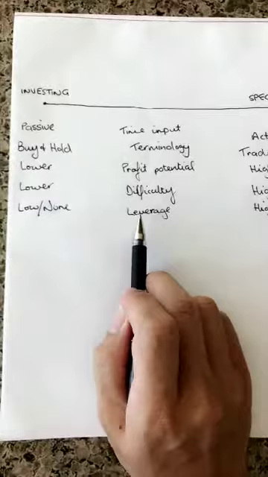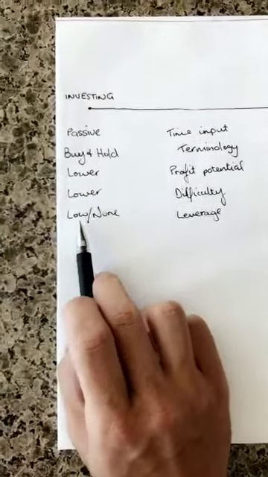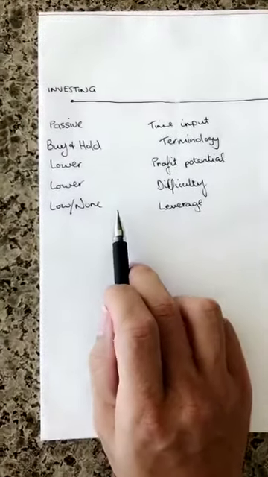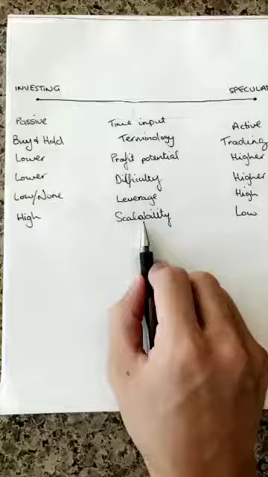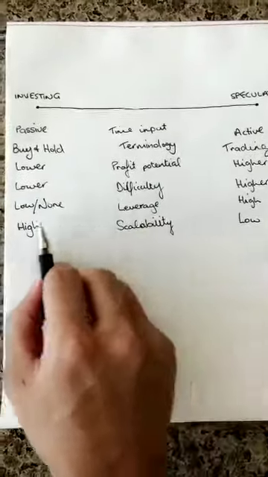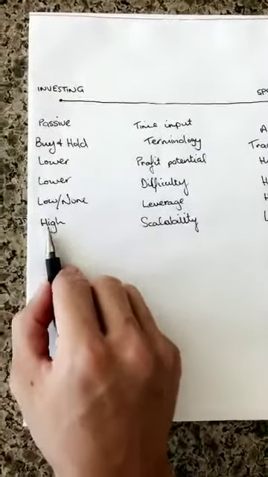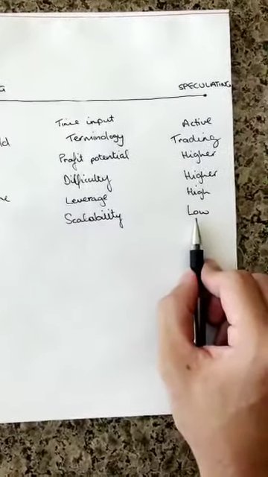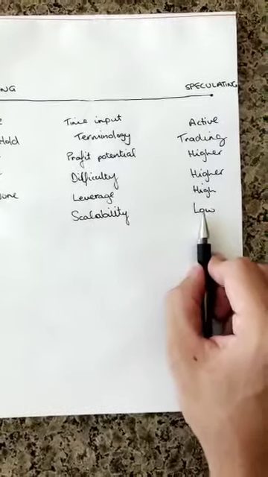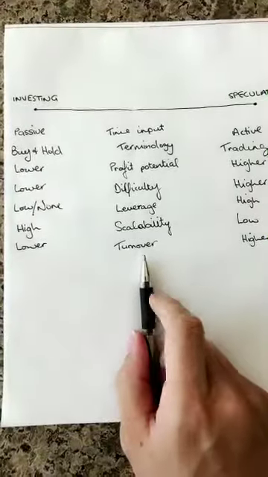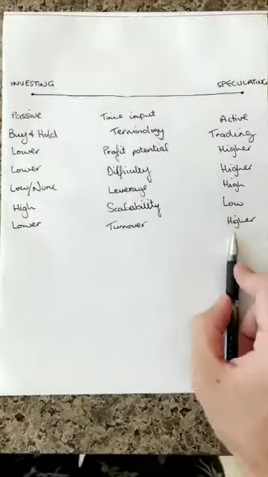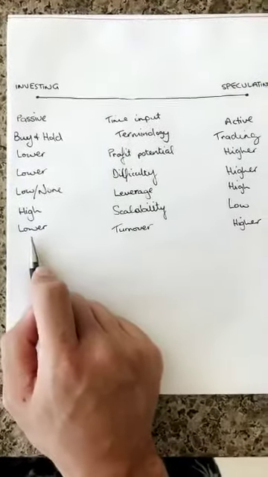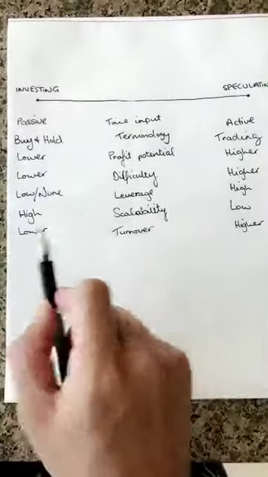In terms of leverage, down this end, we have low to no leverage at all. Then we move into CFDs, derivatives, options, and then we end up in Forex, so we have high degrees of leverage. In terms of scalability, passive investing actually has a much higher degree of scalability than active speculation like Forex trading. You don't hear of multi-billion dollar Forex funds. In terms of turnover, lower, higher. There's a lot more turnover when you're an active speculator than if you're a passive buy and hold investor. I hope this is making sense.